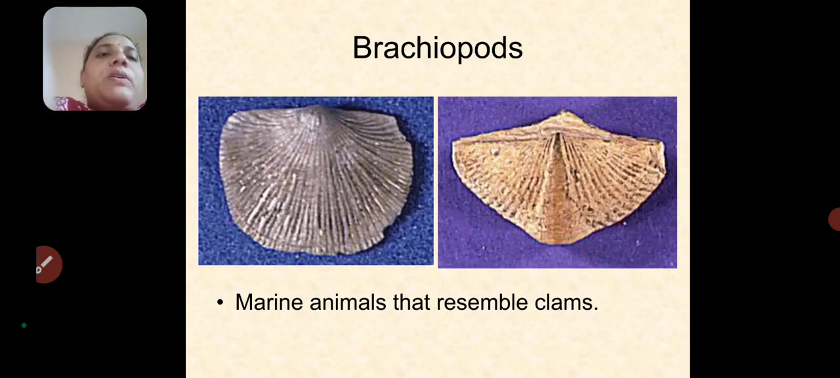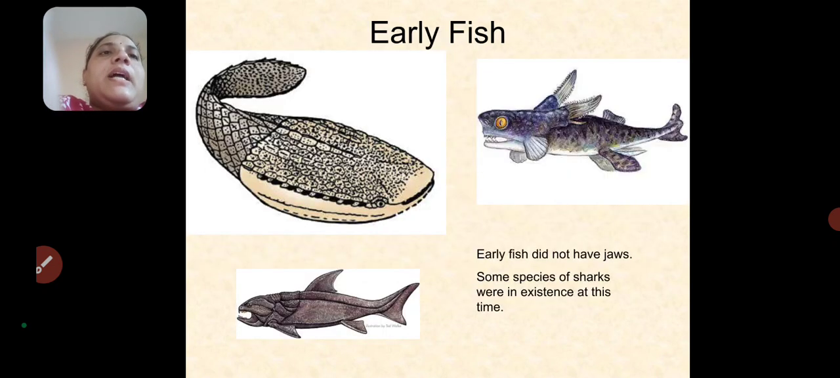Brachiopods are marine animals that resemble clams. These are the early fishes. Early fishes did not have jaws. Some species of sharks were in existence at this time. So, jawless water animals.